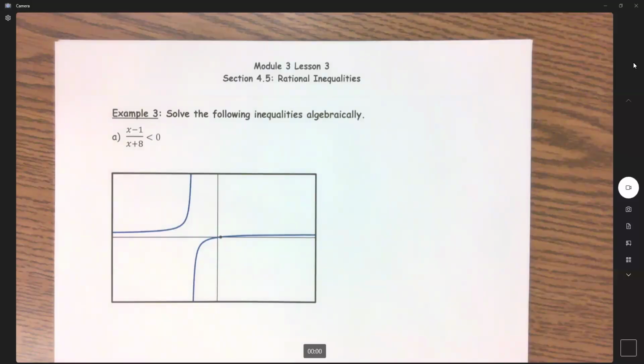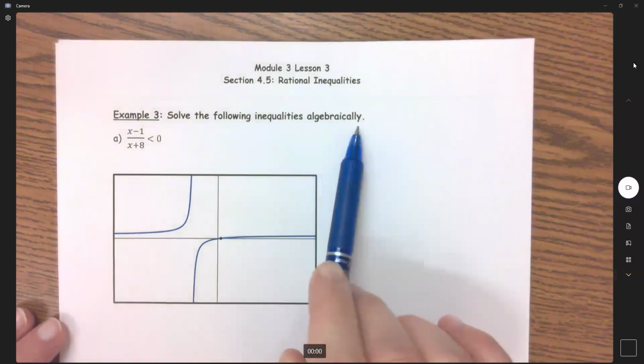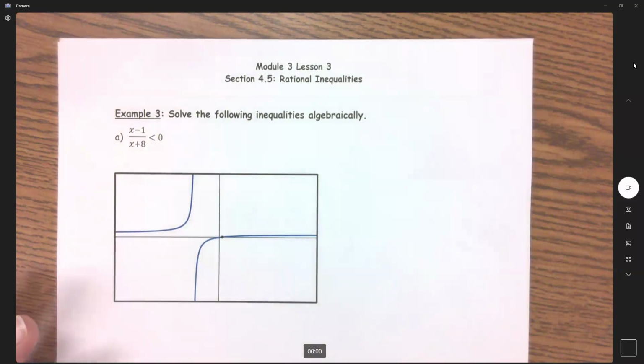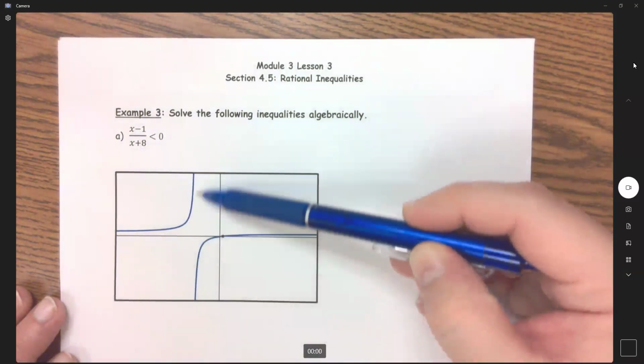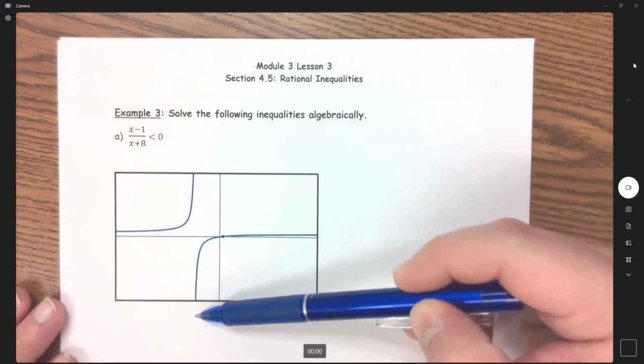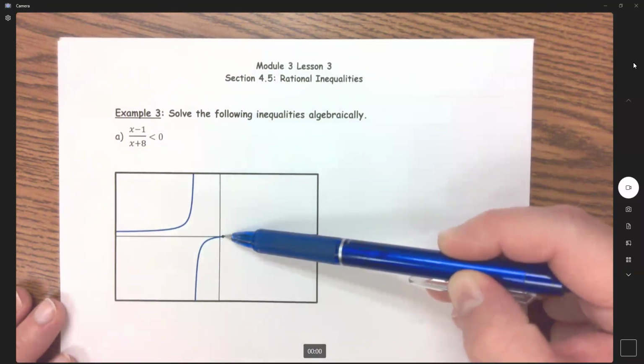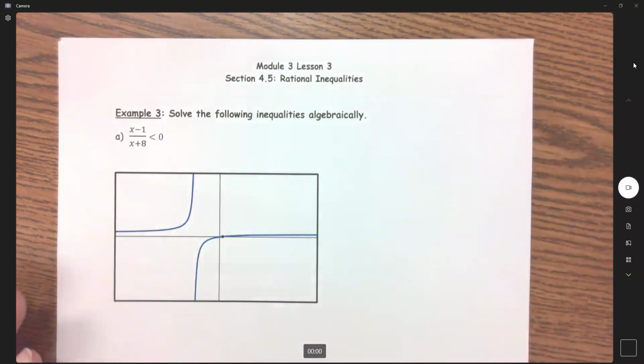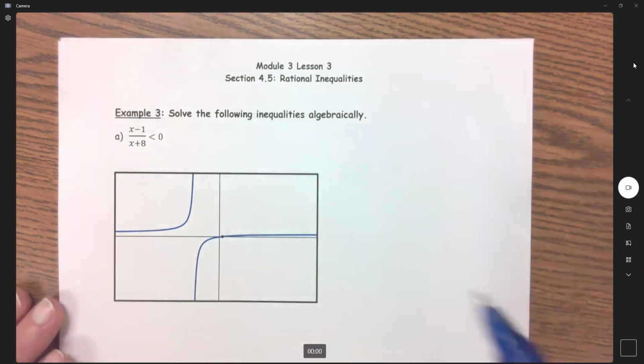Now in example 3, it says solve the following inequalities algebraically. The reason we have that in there is because I'm not given all of my information when it comes to this graph. I can see that I do have a vertical asymptote that's going to go right here, but I don't know where that is. I can see that I have one x-intercept right here, but I don't know where that is. So we do have to find those two values algebraically.